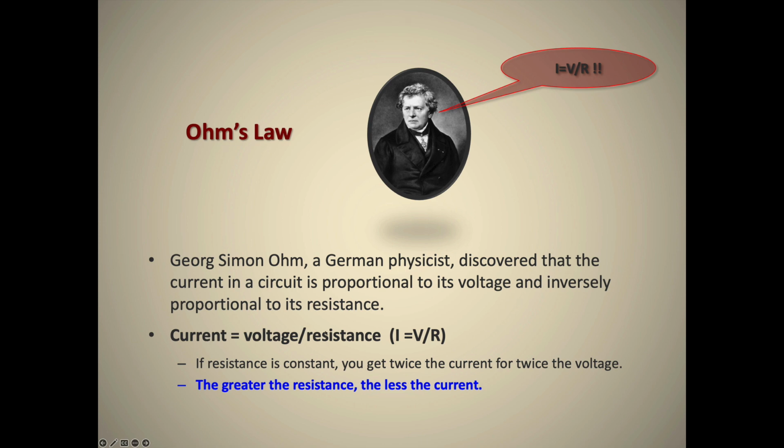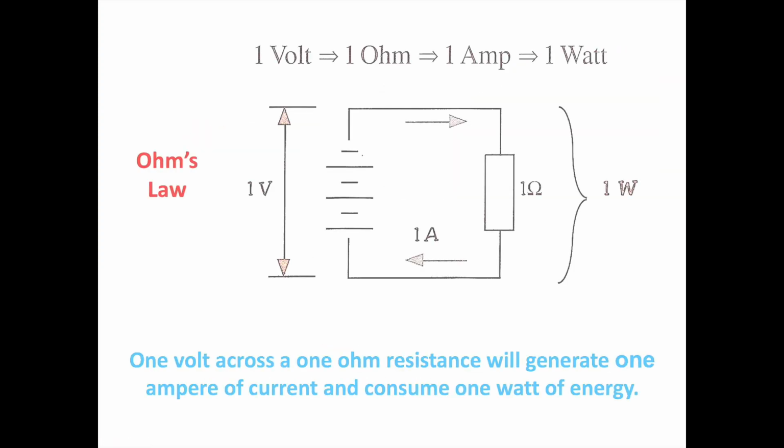So when resistance goes up, current drops. So the greater the resistance, the less the current. The less the resistance, the more the current. And of course, the greater the voltage, the more the current. The less the voltage, the less the current. And that phenomenon is really important to understand. And of course, we'll do some simple calculations.